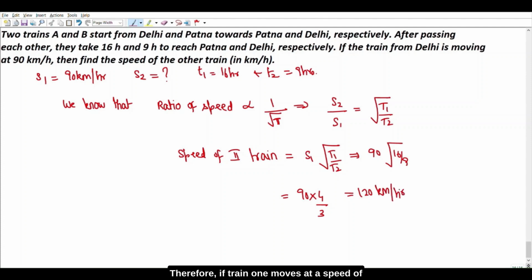Therefore, if train 1 moves at a speed of 90 km per hour and train 2 moves at a speed of 120 km per hour, then after meeting each other, train 1 takes 16 hours to reach the destination and train 2 takes 9 hours to reach the destination.